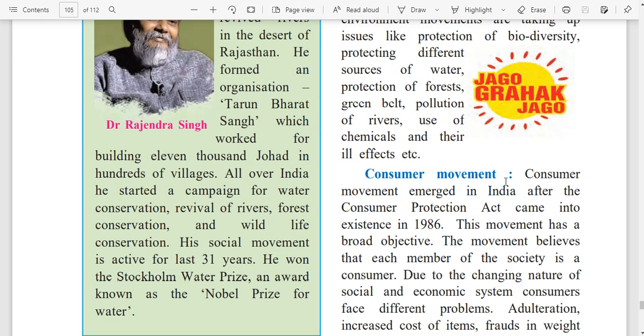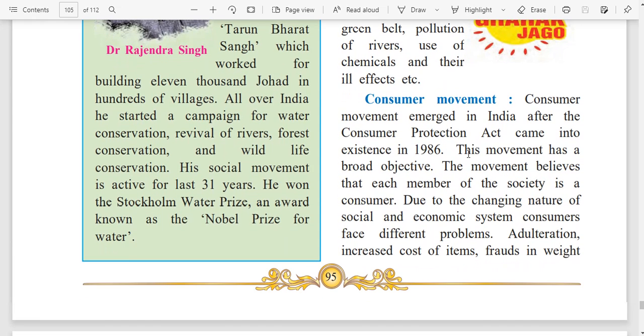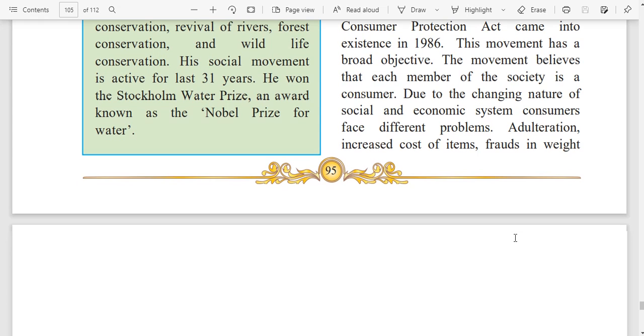Then consumer movement, Jago Grahak Jago. Consumer movement emerged in India after the Consumer Protection Act came into existence in 1986. This movement has a broad objective. The movement believes that each member of the society is a consumer. Due to the changing nature of social and economic system, consumers face different problems.